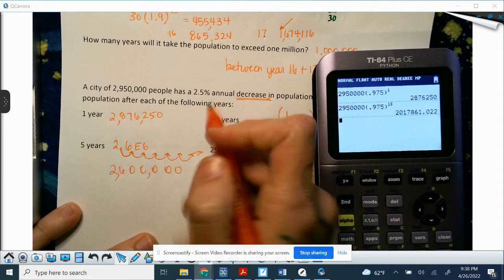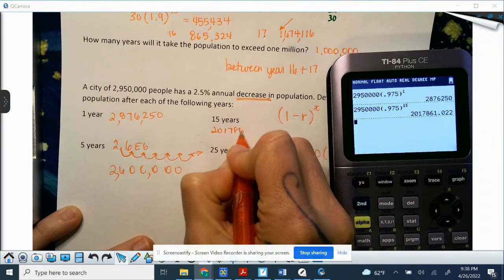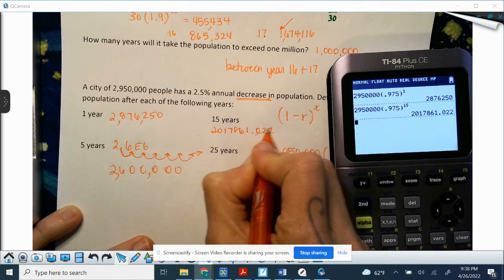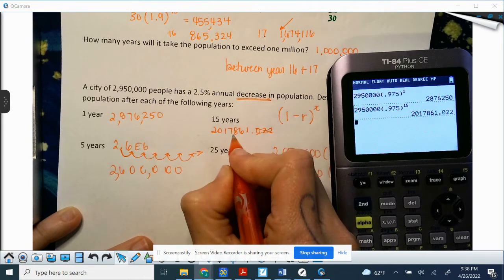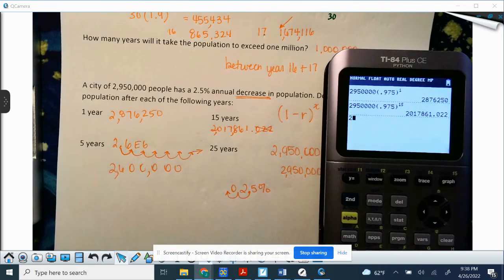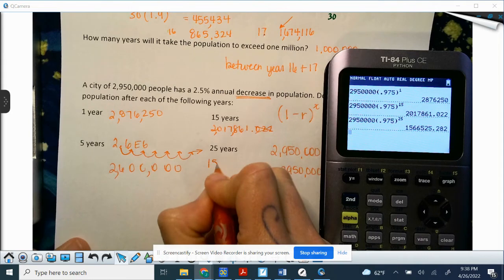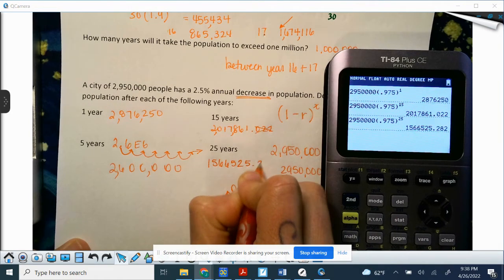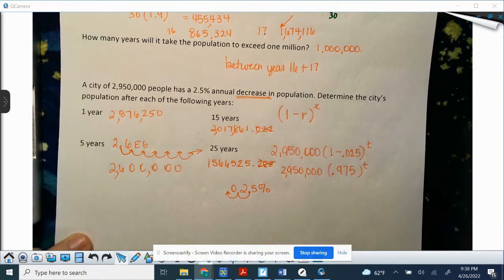So we have 2,017,861.022. It's population, so let's get rid of that 0.022. And that's 2,017,861. Then we're going to do it one more time, and you're going to tell me 25 years, what our amount is. And that's going to be 1,566,525.282. Those decimal points go away because a fraction of a person doesn't make sense. So we're going to have 1,566,525 people at the end of 25 years.